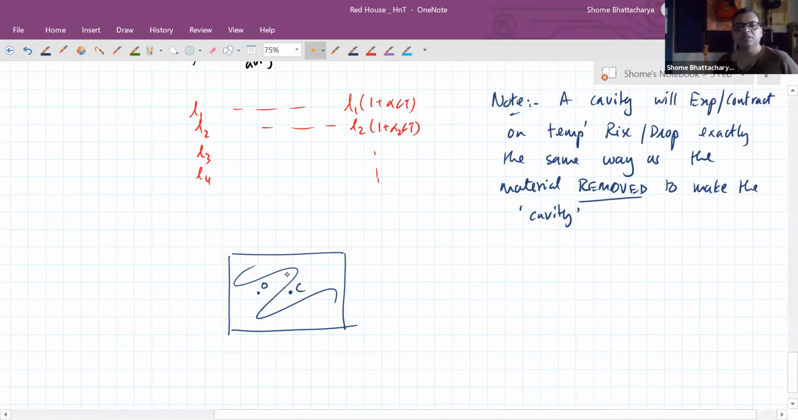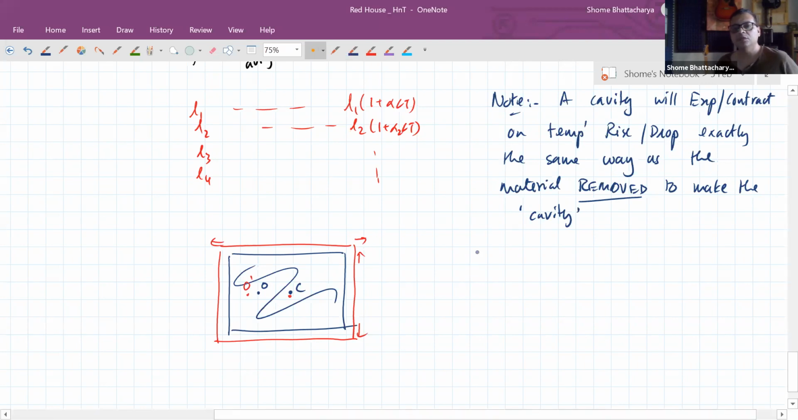Now when the temperature increases, unless I'm applying any external force on it, the center of mass should remain stationary, but the whole body has expanded. So this point would have moved this side, because it would have expanded in this manner. You understanding this, Nikita?